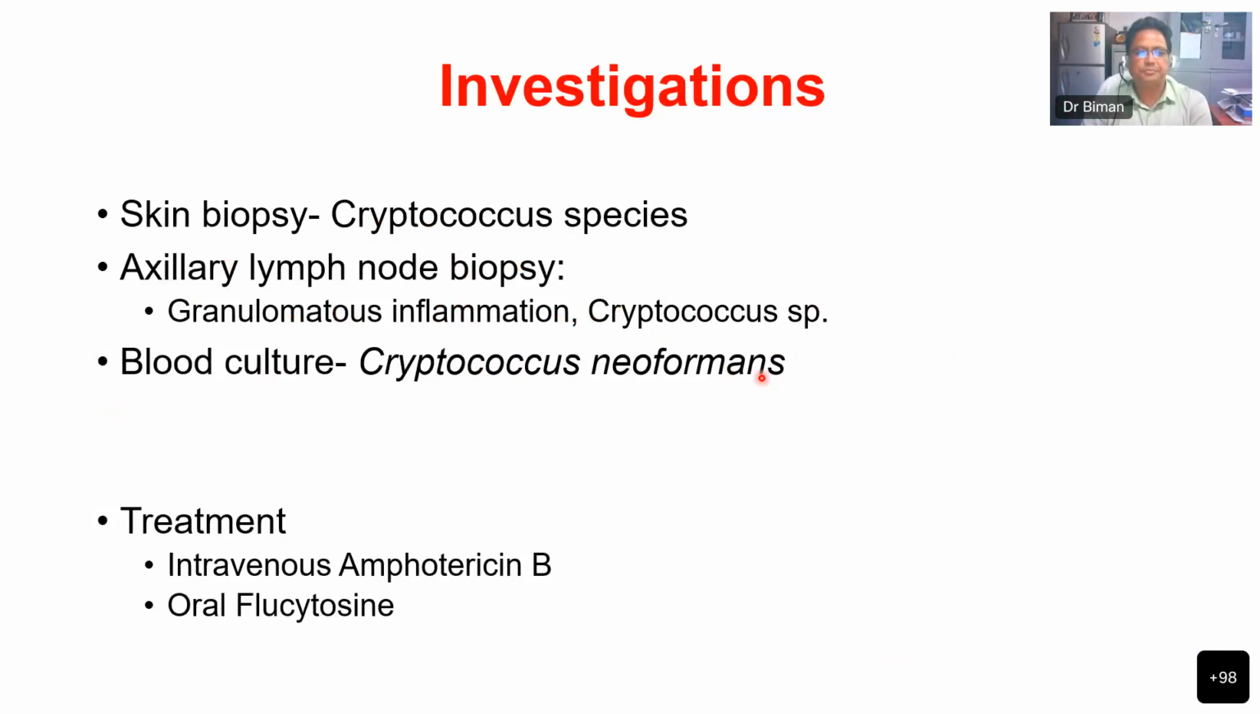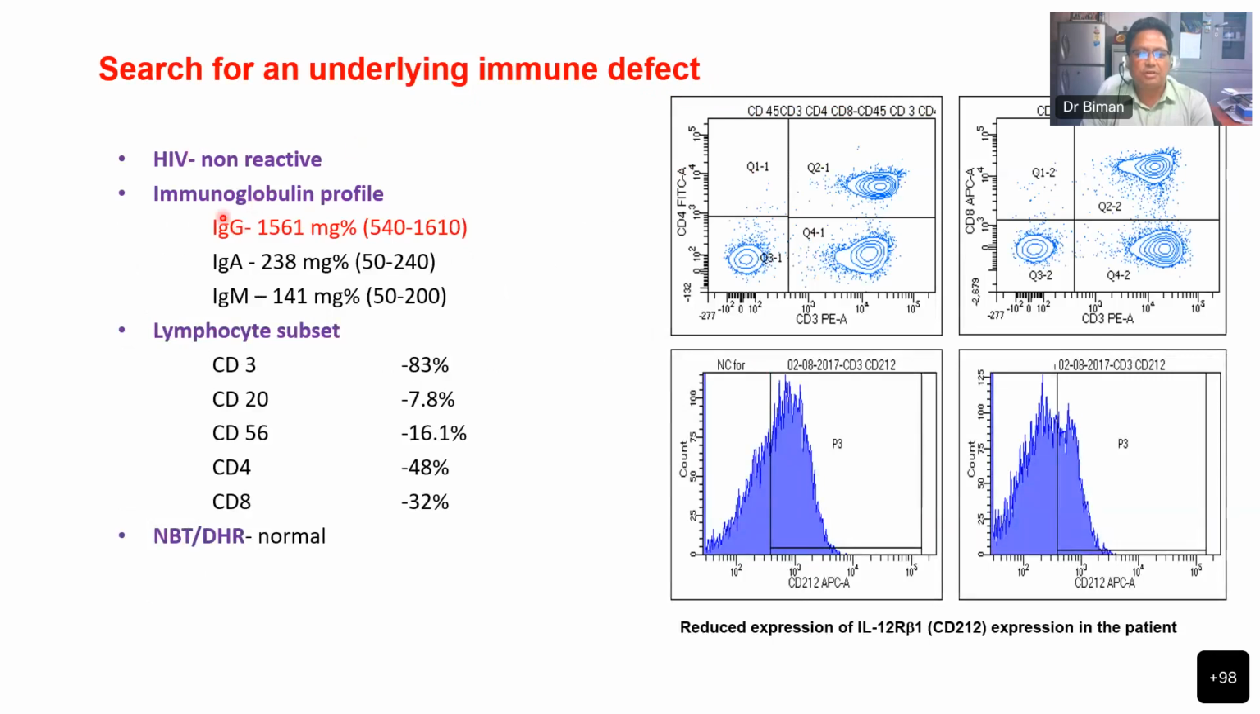So the skin biopsy showed Cryptococcus, axillary lymph nodes had granulomatous inflammation and showed Cryptococcus, and blood culture gave Cryptococcus. HIV is non-reactive. That's important to rule out. In the immunoglobulin profile, you can see there's hypergammaglobulinemia here, and there was reduced expression of IL-12 receptor beta 1 even here, CD212.